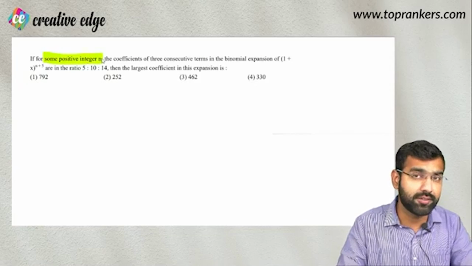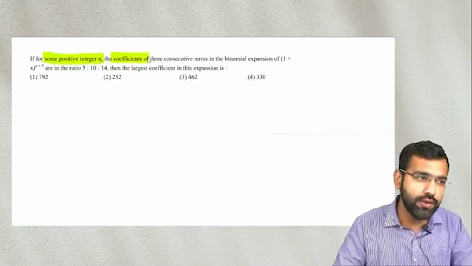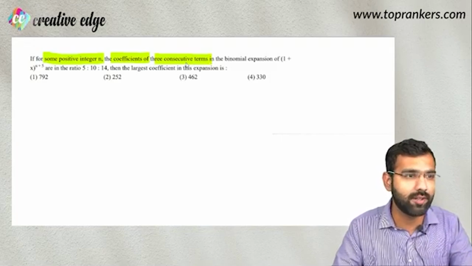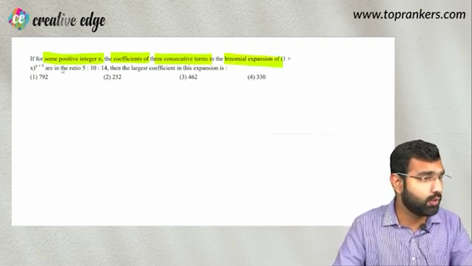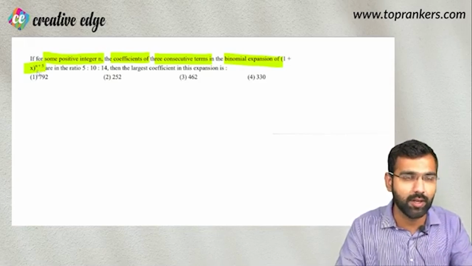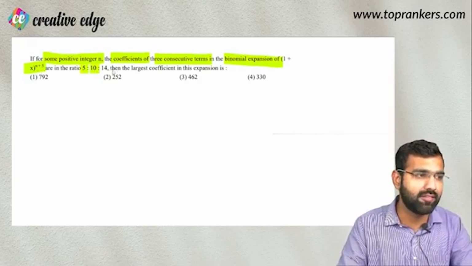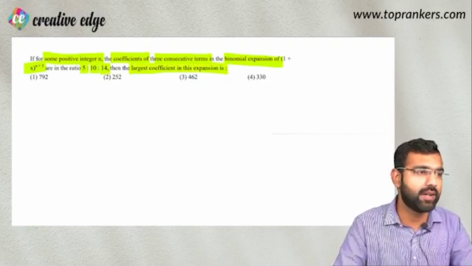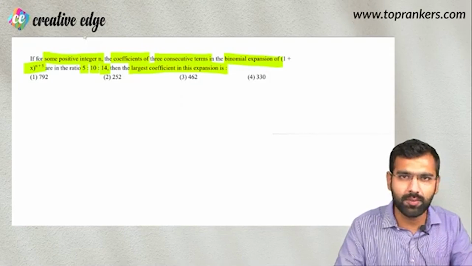If for some positive integer n, the coefficients of three consecutive terms in the binomial expansion of 1 plus x to the power n plus 5 (now the power is n plus 5, mind you everyone) are in the ratio 5 is to 10 is to 14, then the largest coefficient in this expansion would be how much? I hope that's a pretty simple question.